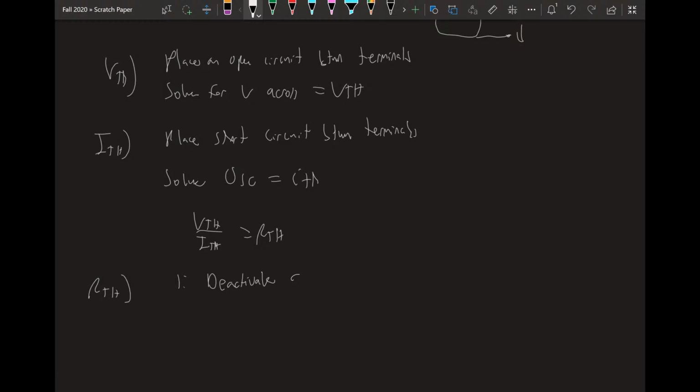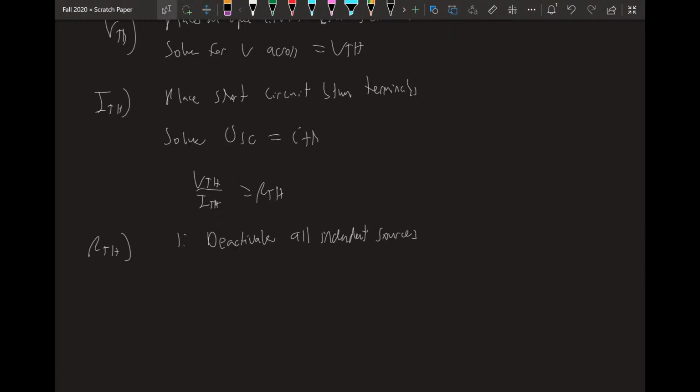So what does deactivate mean? Well, deactivate means you're going to negate their effects. So for a voltage source, what a voltage source does is provide a constant voltage between two terminals. So to deactivate it, you want no voltage between those two terminals. So it's going to turn into a short circuit. If you have a current source, it provides a constant current through those two terminals. To deactivate it, you want no current. So that's going to turn into an open circuit.